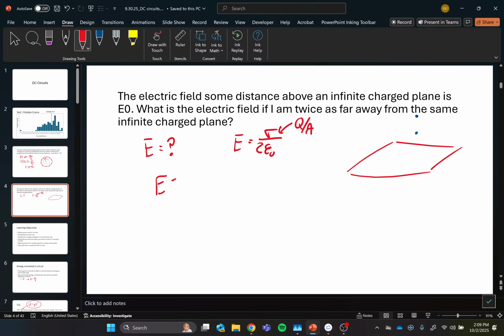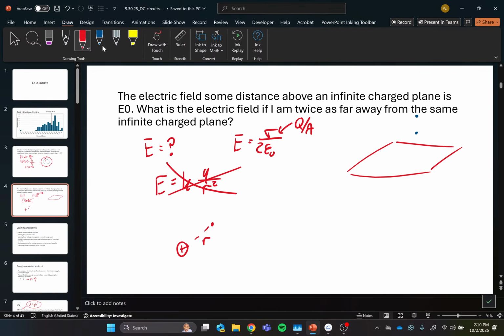What I think a lot of people did is they used this equation, kQ over r squared. That's for a point charge. They both solve for E, but for two different things. This one over here solves for the electric field some distance r away from a point charge. That is not this problem. So be careful of that.